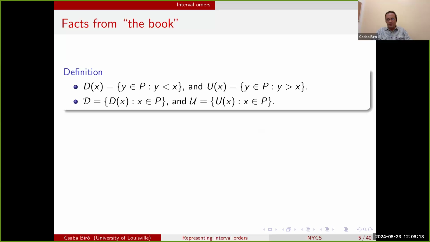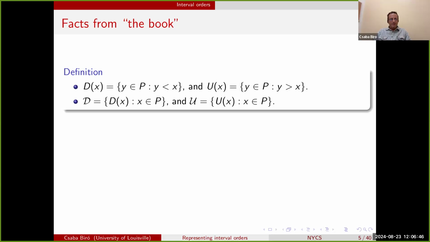It's a very beautiful one. So I give you the idea. First of all, we start with an element x of the poset, and we take every element which is less than that element. That's called the down set of x, and we denote it by D(x). The upset of x is the set of elements that are greater than x, and we denote it by U(x). I use the script D to denote the set of all down sets for every element of the poset, and the script U for all the upsets.